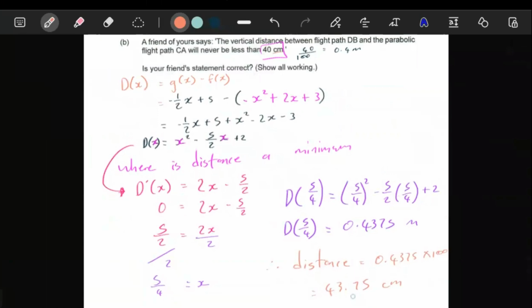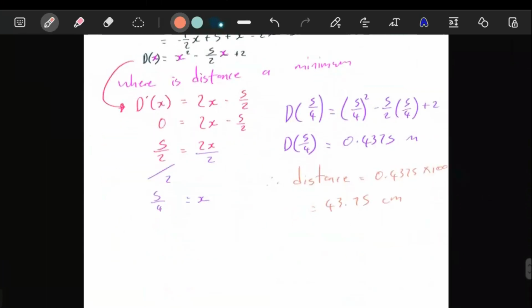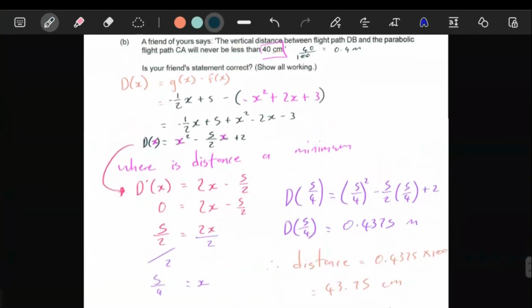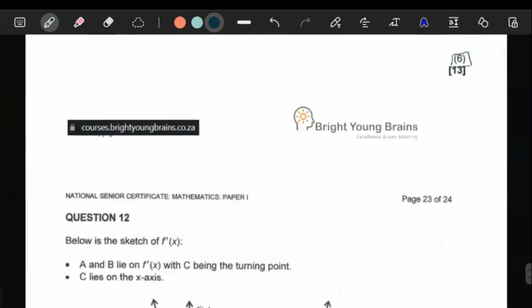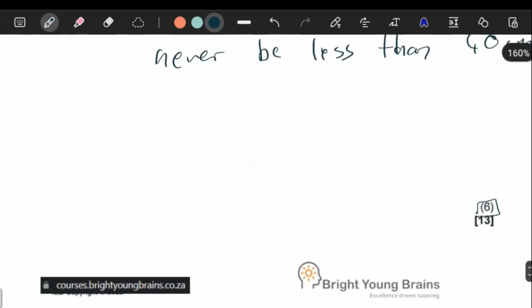So this is the lowest it can go. It could obviously never be less than 40. So therefore, the distance will never be less than 40 centimeters. 6-mark question, you get your 6 marks. Let's move on to question 12.